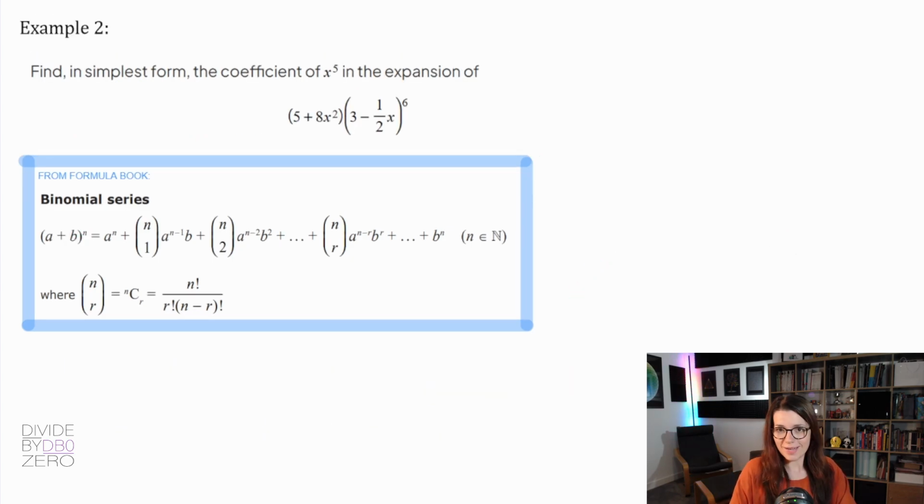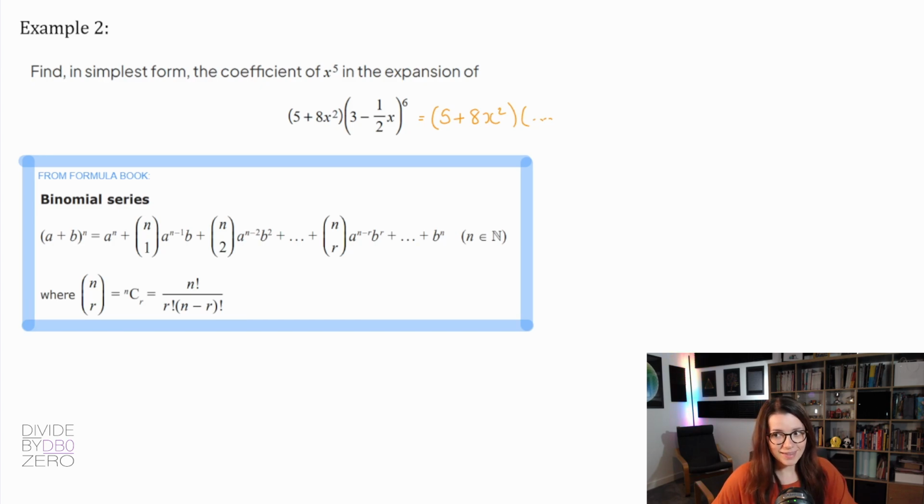Example 2, more challenging. Find, in simplest form, the coefficient of x^5 in the expansion of this. Now, the reason this is more challenging is it's more of a problem-solving question. We need to recognize that these are two brackets multiplied together, but the second bracket is to the power of 6, so we could use a binomial expansion for the second bracket. And if we were to do that, we would have the 5 + 8x^2 from the first bracket, and then a bunch of terms from the second bracket once it had been expanded.